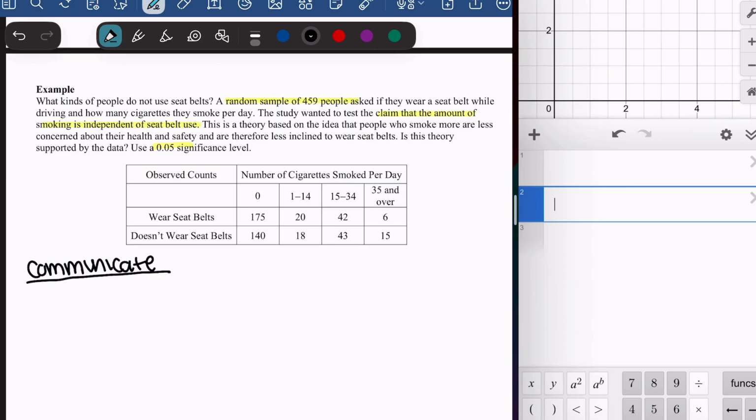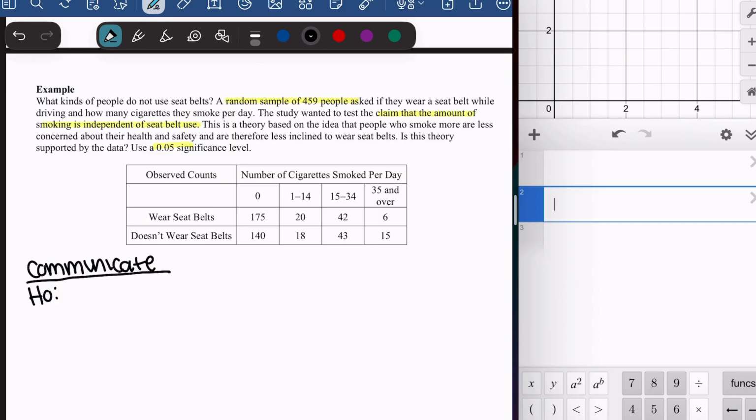Two separate spots, to see if they have association. Correct, to see if there's an association. Okay, so in our example here, it says, what kinds of people do not use seatbelts? That's what we're trying to prove.